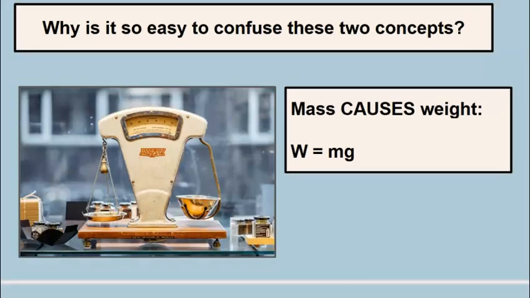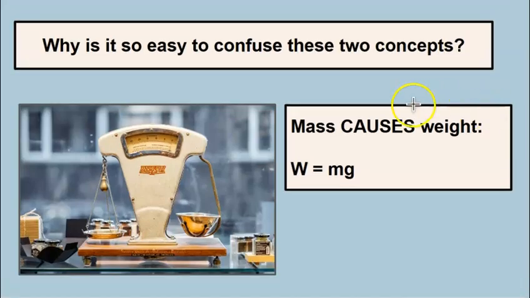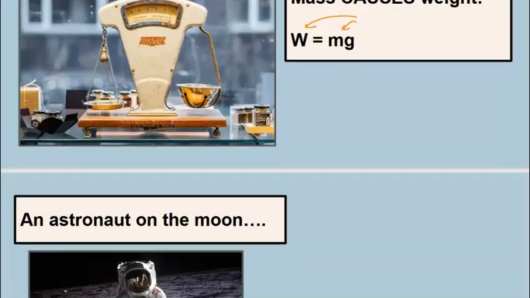Okay, why is it so easy to confuse these two concepts? Because they are related to each other. They're directly proportional. The mass is in the formula for weight. And unfortunately, in the real world, we use these words interchangeably when we shouldn't. You know, you go to the doctor and say, how much do I weigh? Or you say, I'm going to go weigh something in the chem lab, and you come back and say how many kilograms it is.